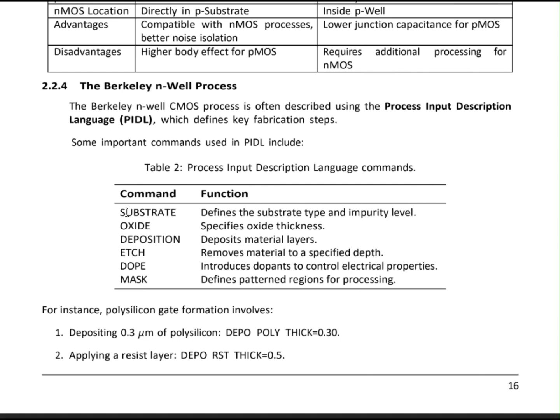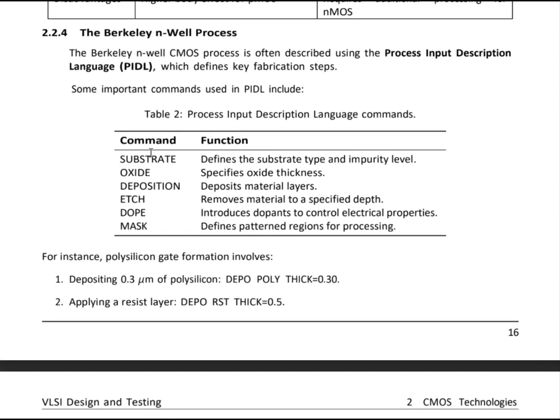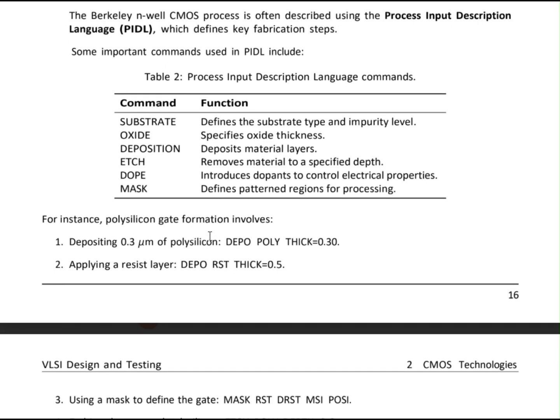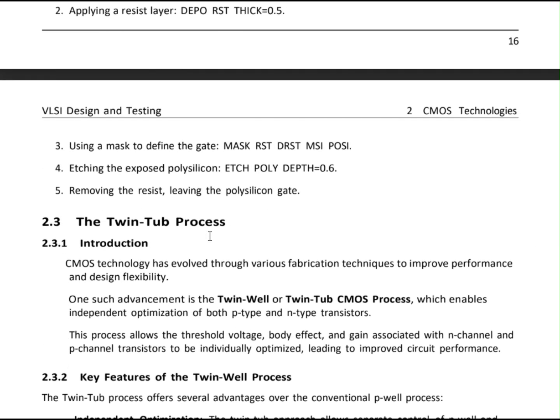Next is the Berkeley N-well process, which is described using PIDL, that is Process Input Description Language. Here we are processing the input description language commands. Substrate defines the substrate type and impurity level, and oxide specifies the oxide thickness. Deposition is for depositing the material layer, etching is the process of removing material to a specified depth, and doping is introducing dopants to control the electrical properties. Mask is defining the patterned region for processing.